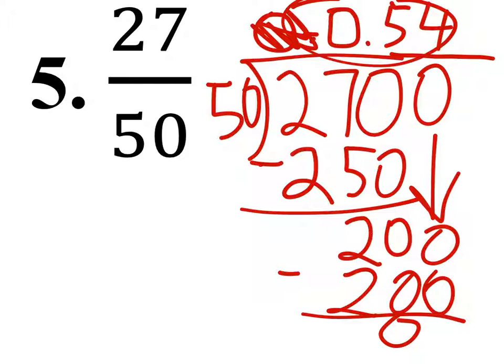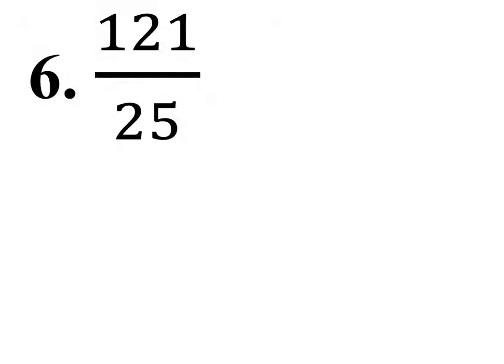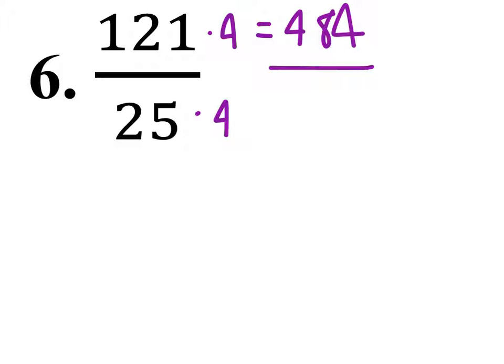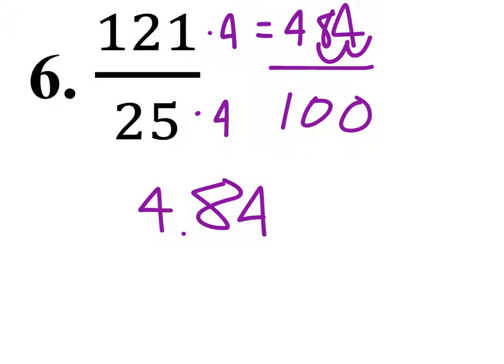Quick maths right here. Okay, 25 times 4, and then 121 times 4. That equals 484, and then we got that fraction. And then 25 times 4 equals 100. And this can be changed into a decimal. So we can just move this decimal 2 places to the right. And then there we got 4.84. 4 and 84 hundredths. Quick maths.